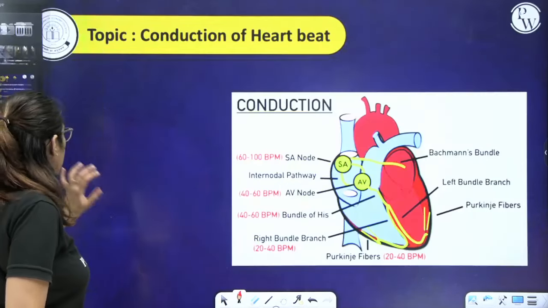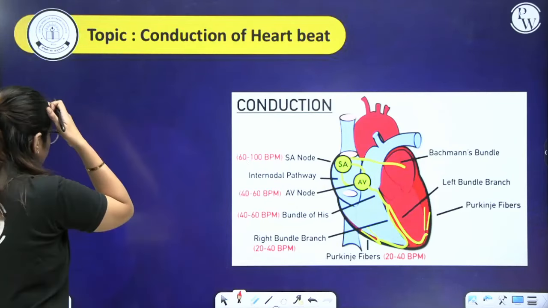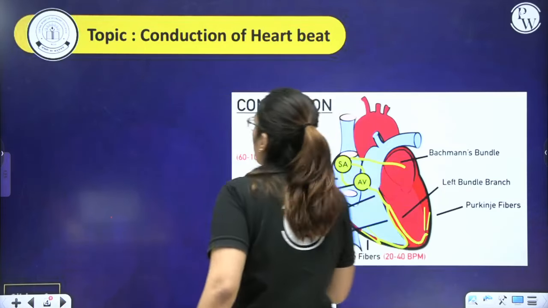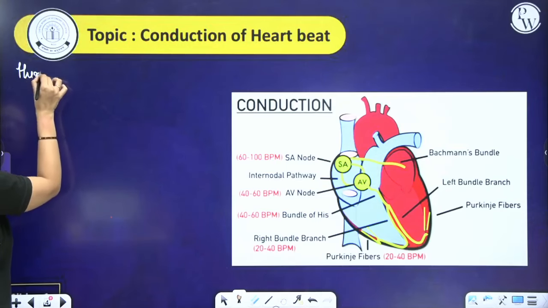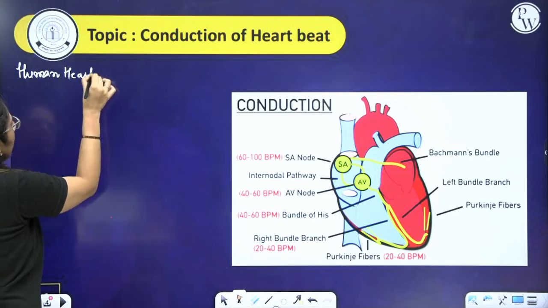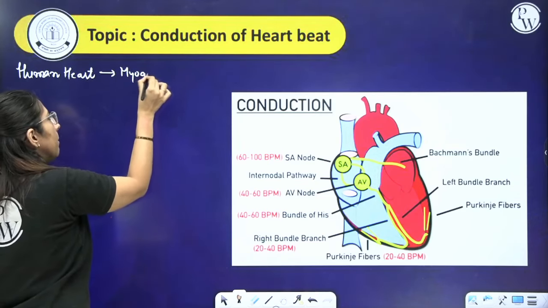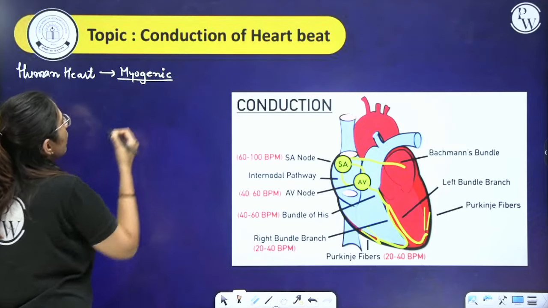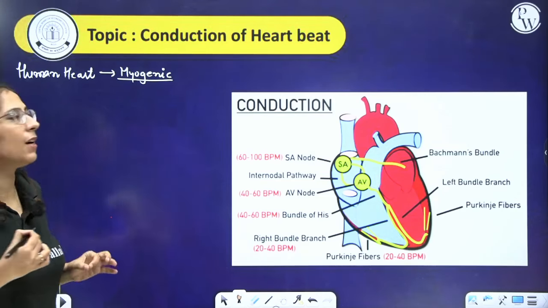So, we'll start with the conduction of heartbeat, right? Conduction of heartbeat. Now, listen to this point, buddies, very carefully. When we talk about the human heart, human heart is myogenic. Myogenic means the muscles which are present in the heart are the ones which are responsible for the rhythmic actions which are happening in the heart.